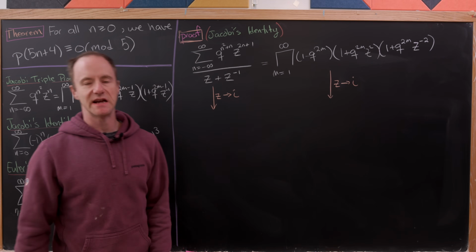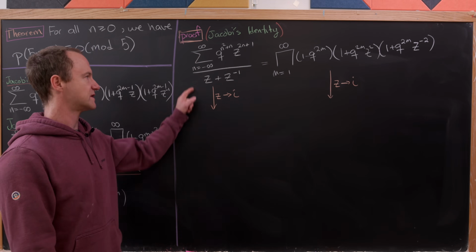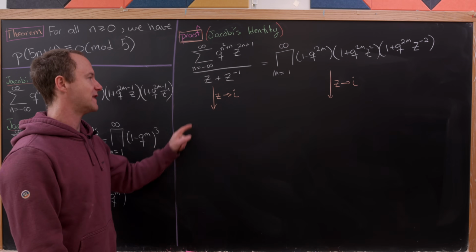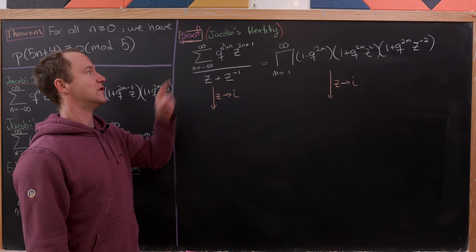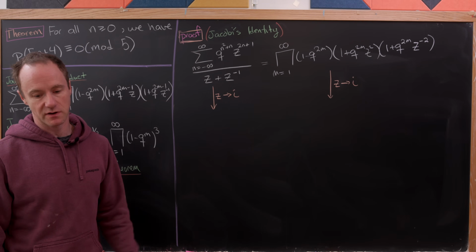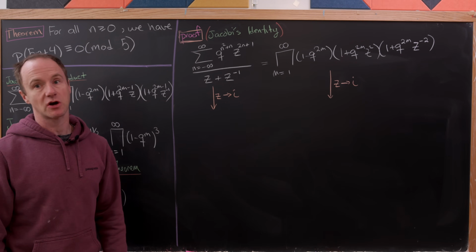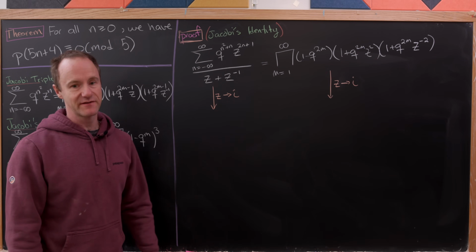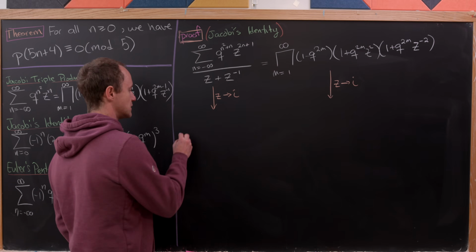Okay, so here's the identity that we ended up on the last board, and notice that this left-hand side is this quotient, and we also argued that as z approaches i, the numerator in this quotient approaches 0, and the denominator in this quotient also approaches 0. So that means we could take the limit of this left-hand side using L'Hopital's rule. So let's do that.